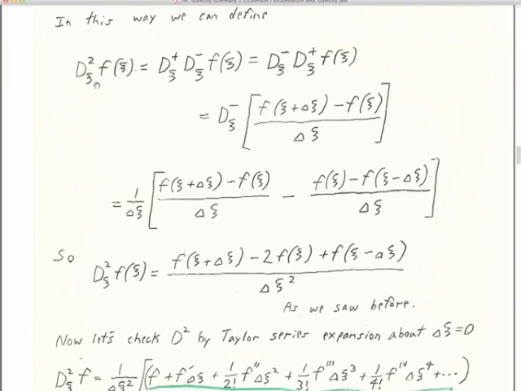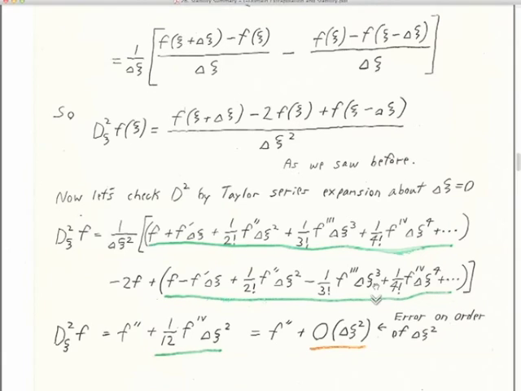we're going to make up our second difference. D zeta squared of f is: we first apply D minus to f, then we apply D plus, and we get the same thing if we apply D plus first and then D minus. These are associative operators. So here is applying D plus: it's f at zeta plus delta zeta minus f at zeta over delta zeta, and then we apply D minus to that. And so we have 1 over delta zeta times the quantity f at zeta plus delta zeta minus f at zeta over delta zeta, minus f at zeta minus f at zeta minus delta zeta over delta zeta. And of course, we rearrange that.